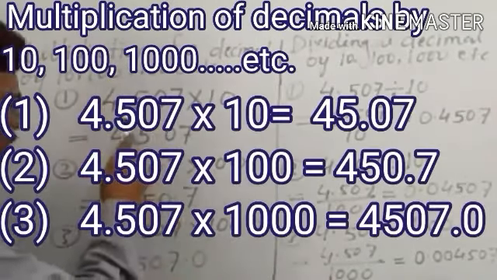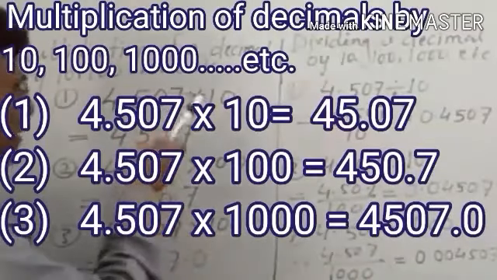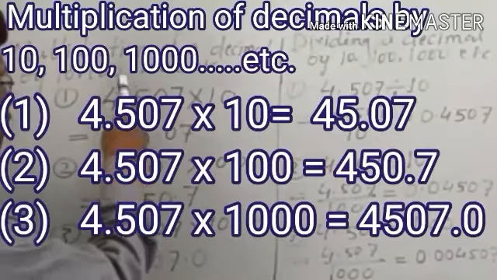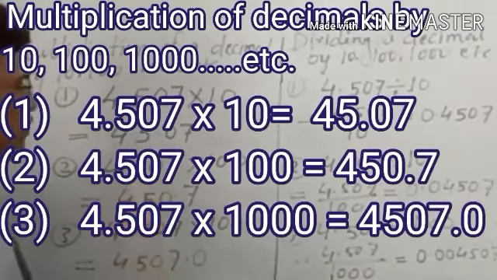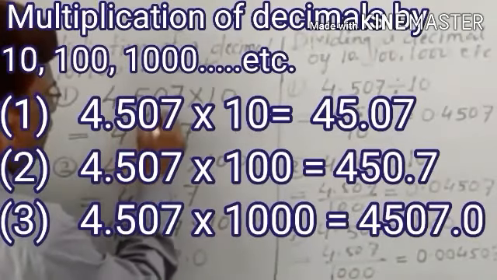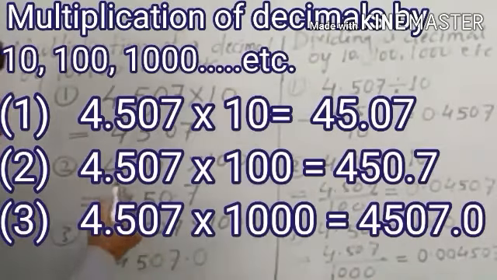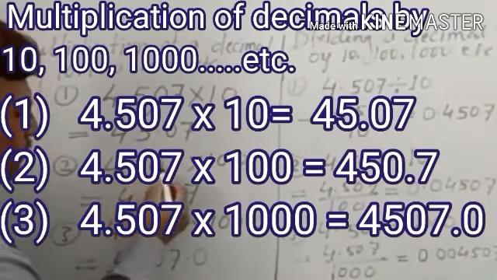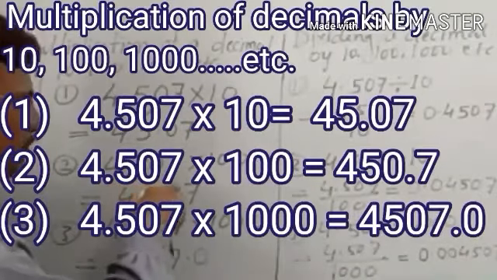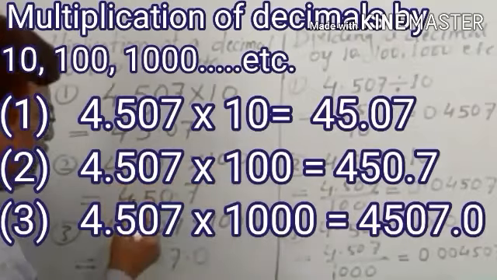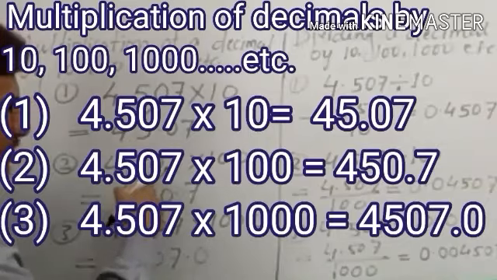If we multiply a decimal number 4.507 by 10, the decimal will shift to the right by 1 place. We get 45.07. Second, 4.507 times 100. Here, if we multiply a decimal number by 100, the decimal will shift to the right by 2 places.